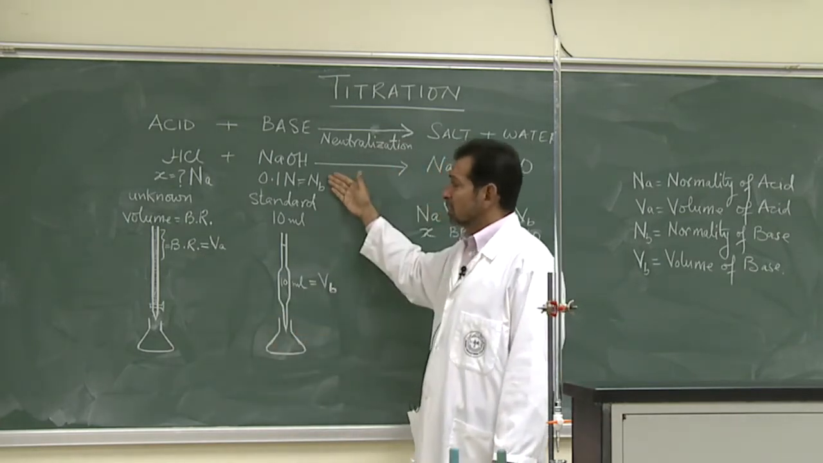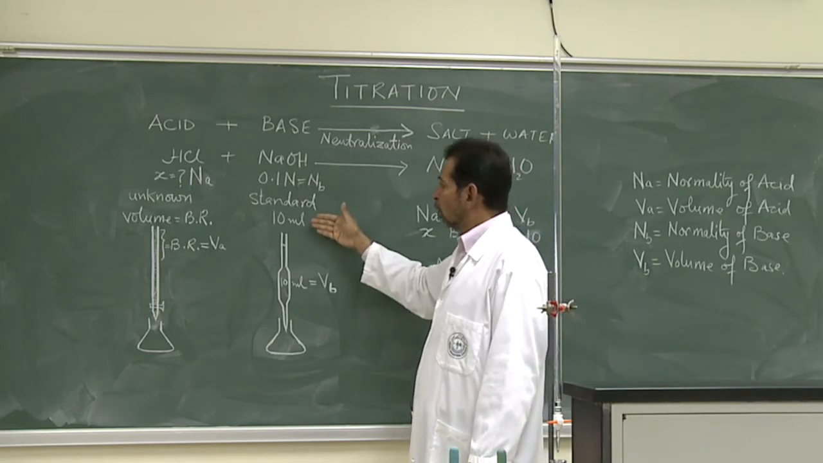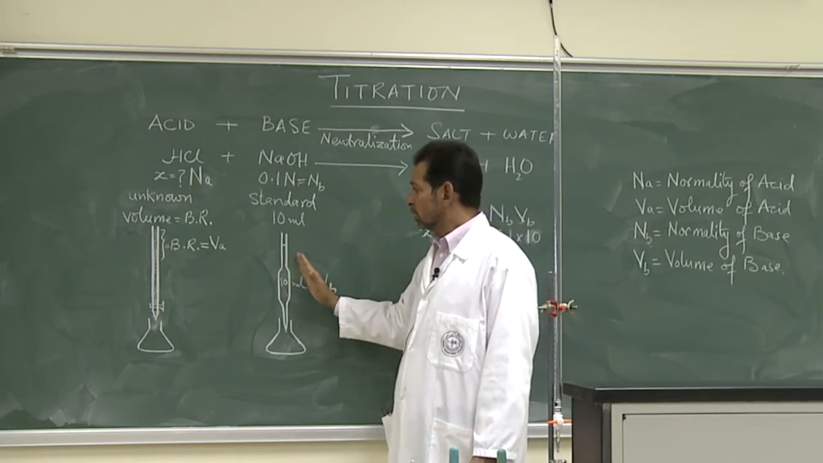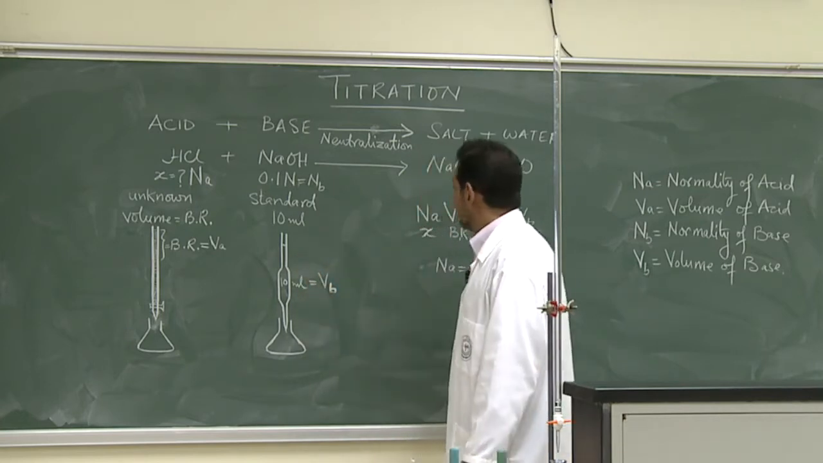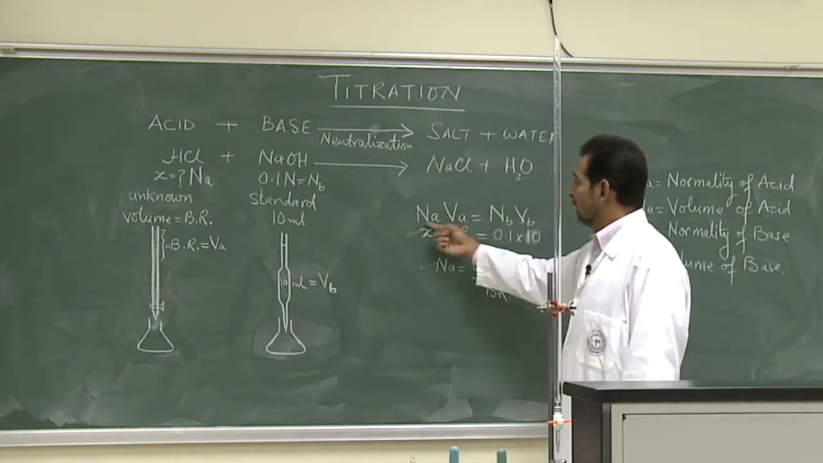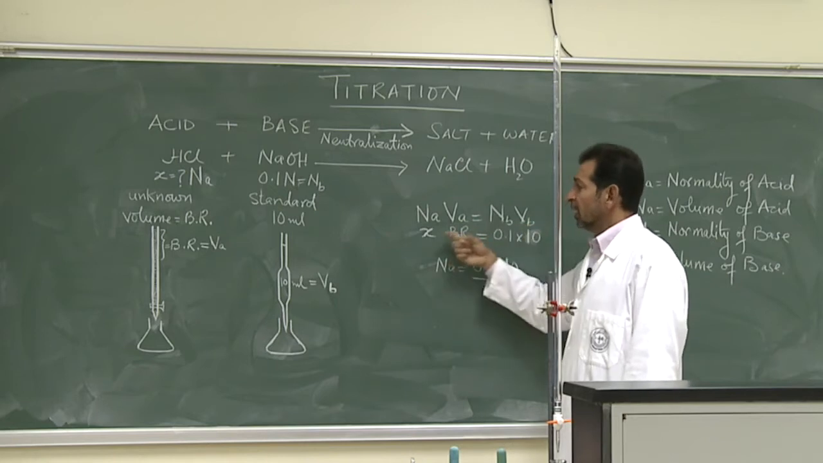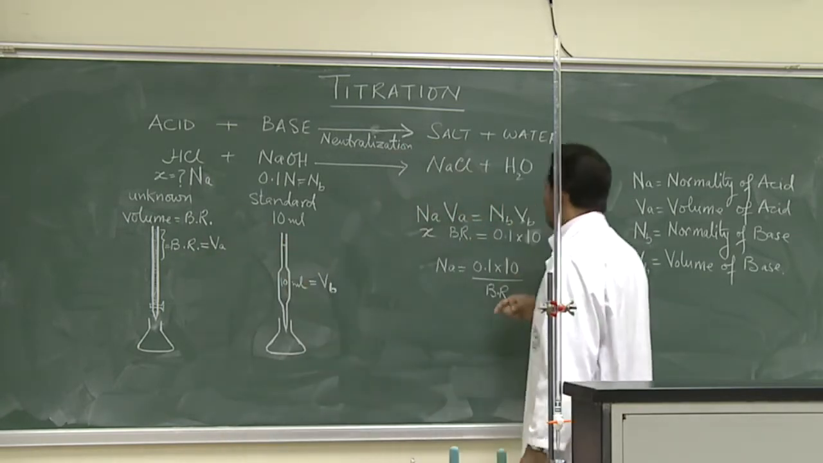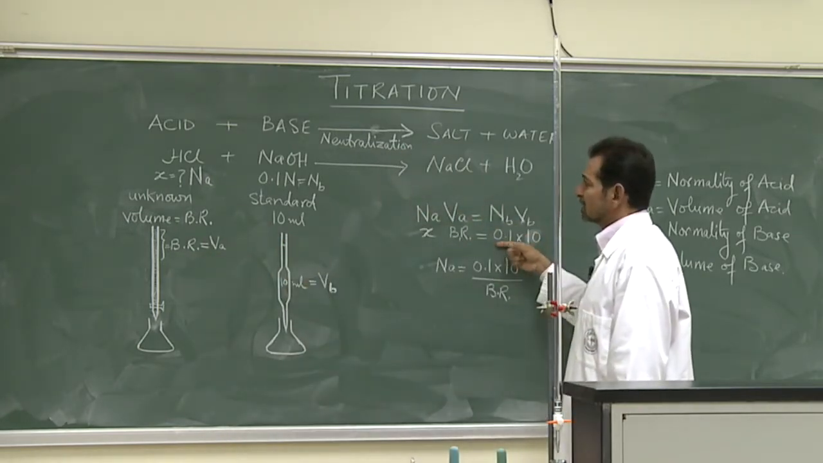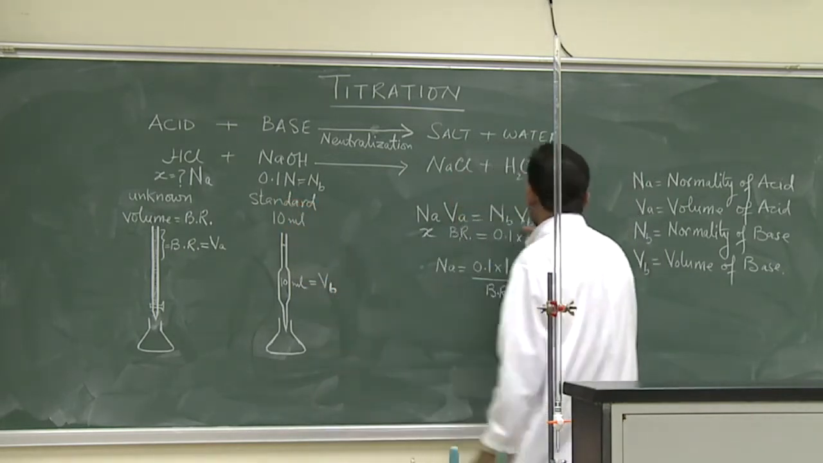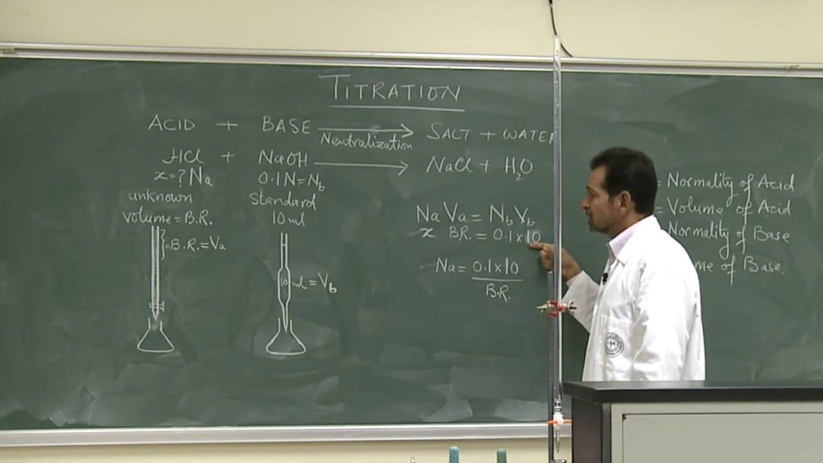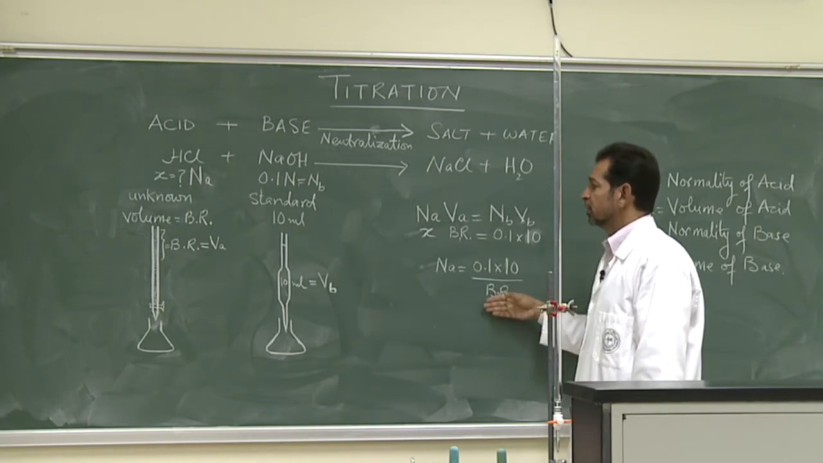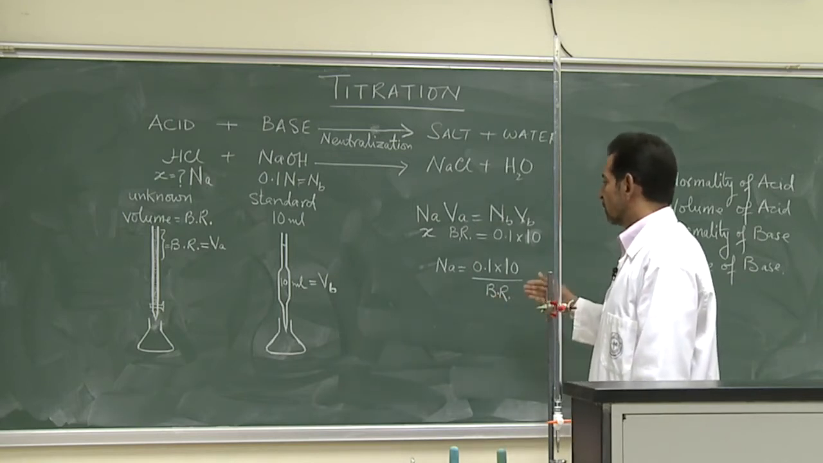The concentration of the base is given as 0.1, and the volume of the base we kept the same, because we are taking the volume of the base through the pipette, that is 10 ml, and we use the formula Na Va equals Nb Vb. Na is unknown, Va is the burette reading, which comes from the burette here, and Nb is the normality of the base, 0.1, given here. Vb is the volume of the base, 10 ml, which we take through the pipette, and we solve this equation to determine the concentration of the acid.